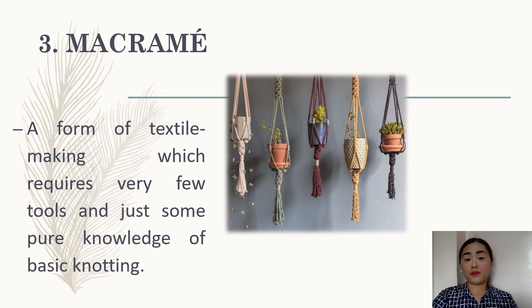The next type of craft under textile crafts is what you call macrame. Macrame is a form of textile making which requires very few tools and just some pure knowledge of basic knotting. Now, what makes tatting and macrame different? The former uses techniques such as knotting and looping, while macrame uses only the technique of knotting.